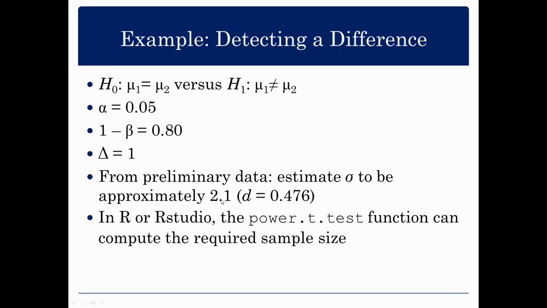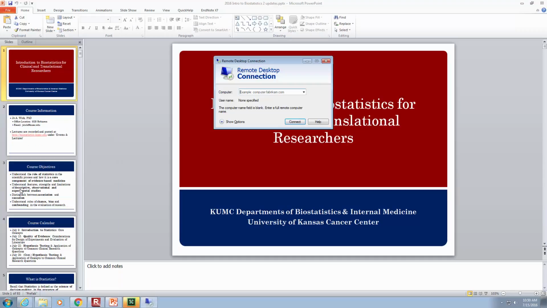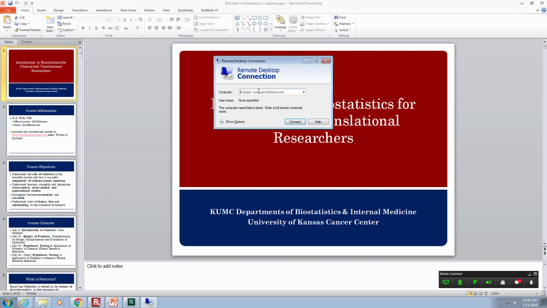And I'm going to assume that we have preliminary data from a small pilot study that tells us that this outcome that we're measuring has a standard deviation of approximately 2.1. Using that information and the fact that I want to see a 1 unit difference at 80% power at the 5% level of significance, I'm going to use the power.t.test function in RStudio.